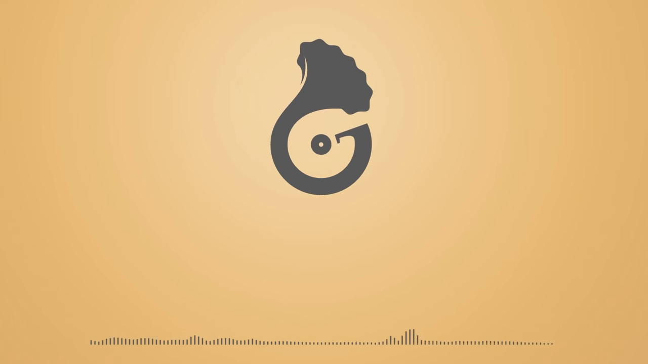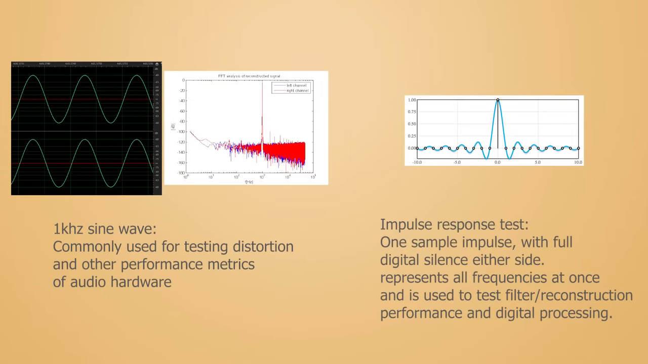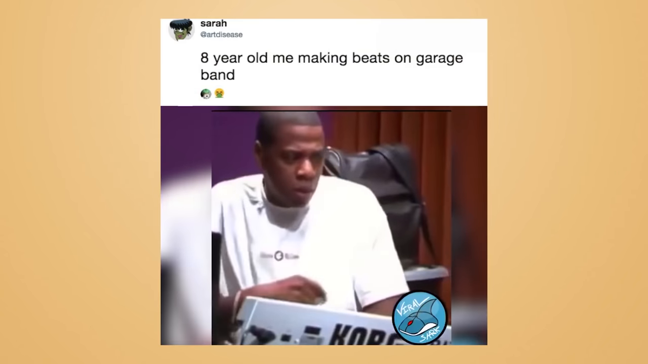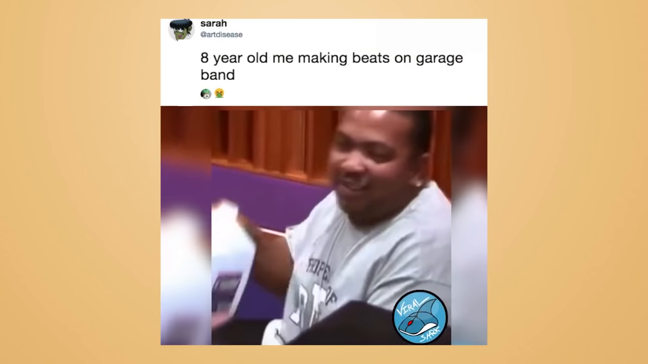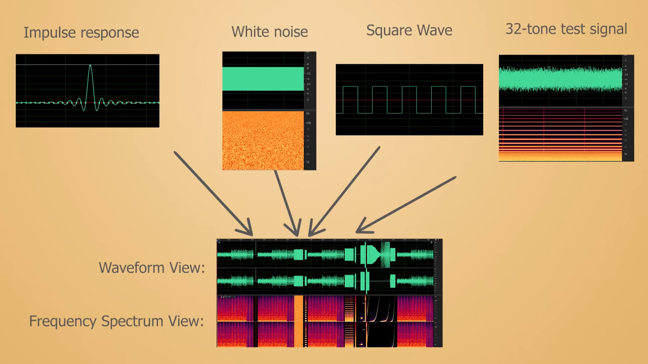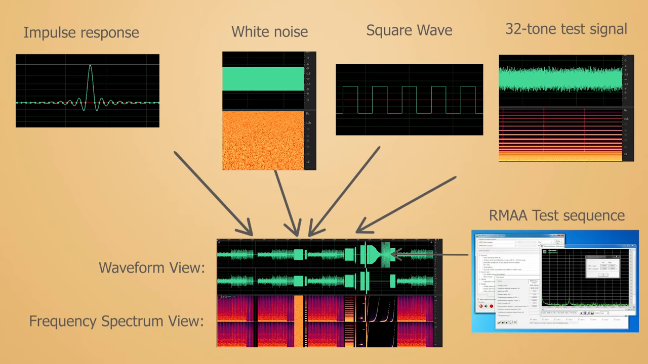I wanted not just to publish music though, I wanted to get some test files encoded, such as a 1 kHz tone or an impulse response test. When I first attempted to do this, I was told by the publisher that the MQA encoder was unable to encode the file. How convenient. It seems that MQA's got checks in place to prevent anyone from getting test signals encoded. So I put together a quick acoustic track, and just so happened to put an impulse response, white noise, square wave, 32-tone test, and the entire Rightmark audio analyzer test sequence inside of it for good measure.